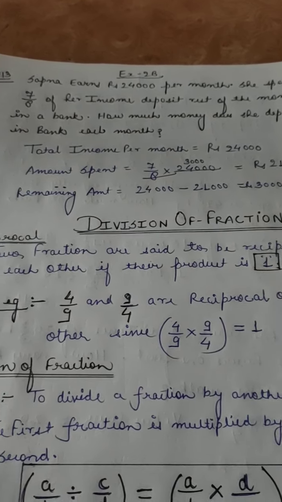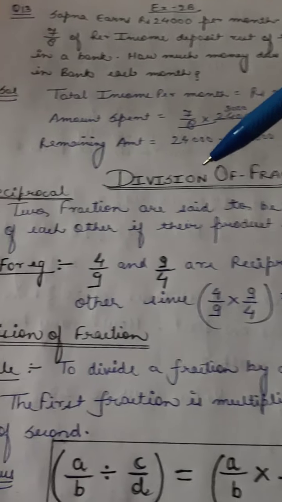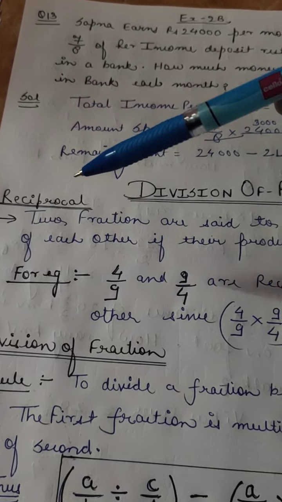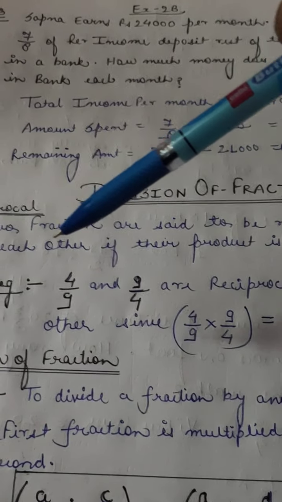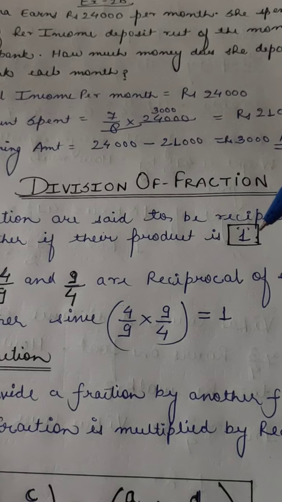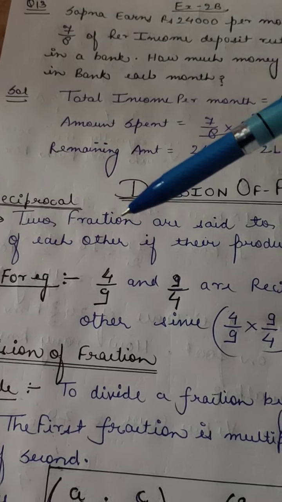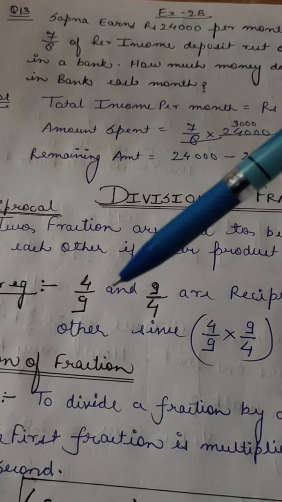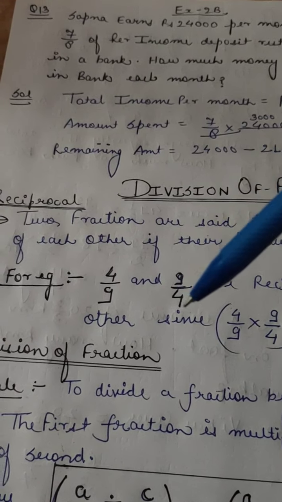So class, now I am going to start with the next topic, that is division of fraction. First, I will define what is reciprocal. Two fractions are said to be reciprocal of each other if their product is 1. So what do you mean by reciprocal? If two fractions are multiplied together, then their result will be 1. Then they are said to be reciprocal of each other.